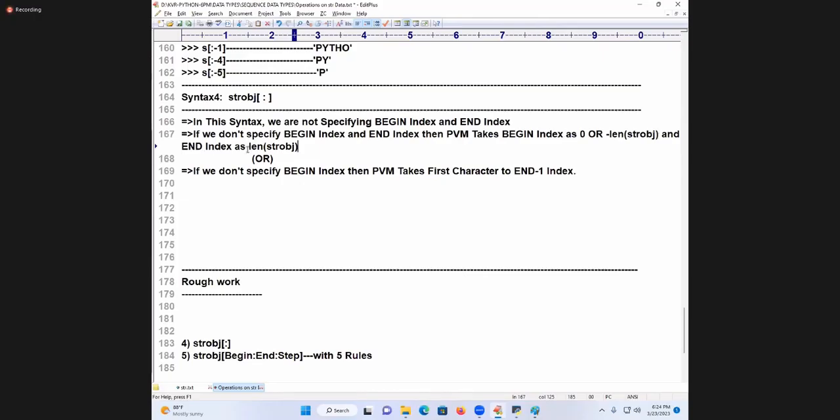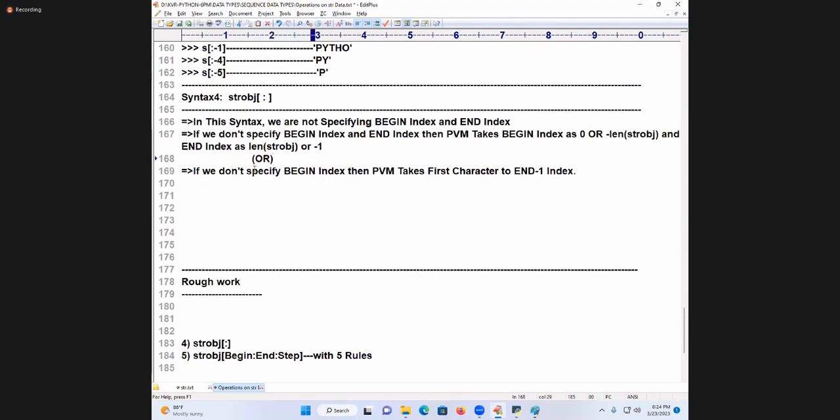That's all. len(strobj) is what? 6. For example, 6 minus 1 will be applied as the formula or not? In other words, if we don't specify begin index and end index, then PVM takes begin index as 0 or len of what? And end index as what? len(strobj), or you can write what? -1. Are you able to follow?